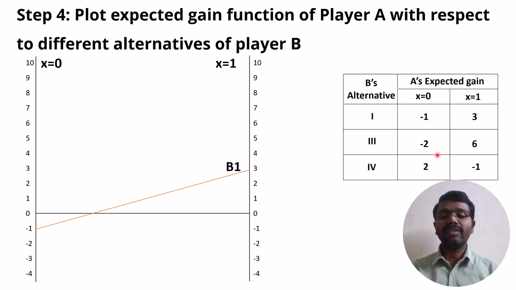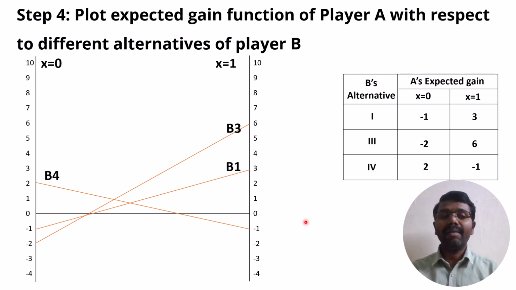Now at x is equal to 0, the value will become minus 2. So here you draw a line from minus 2 to 6. So this will become the third alternative. Let us say this is b3. For the fourth alternative of B, at x is equal to 0 the value is 2, and at x is equal to 1 the value is minus 1. So you draw a line from 2 to minus 1. So this becomes another line, that is b4.